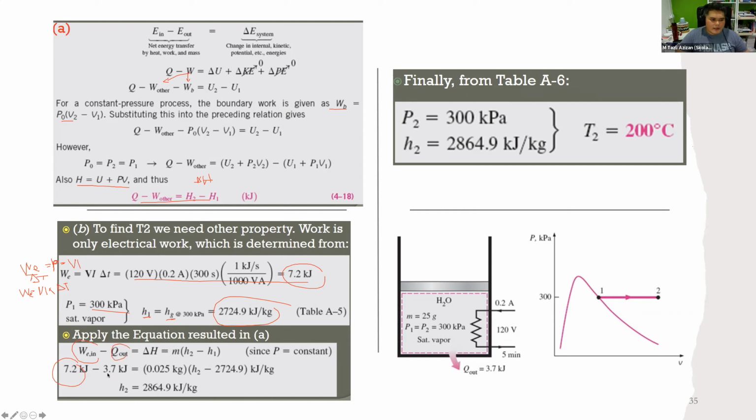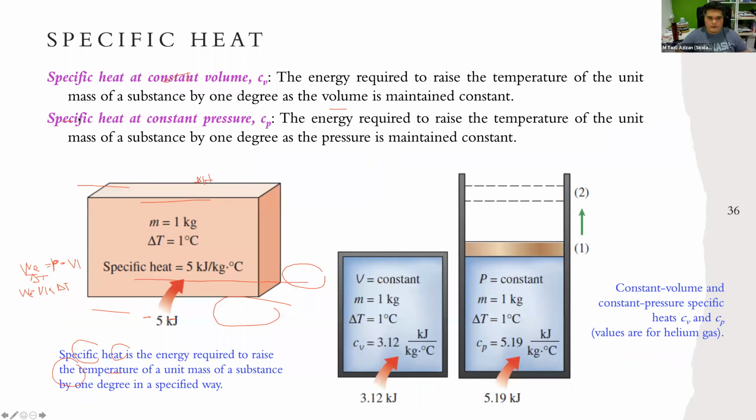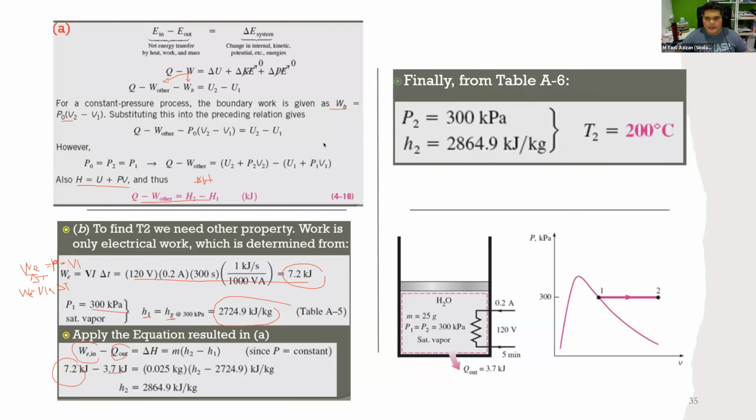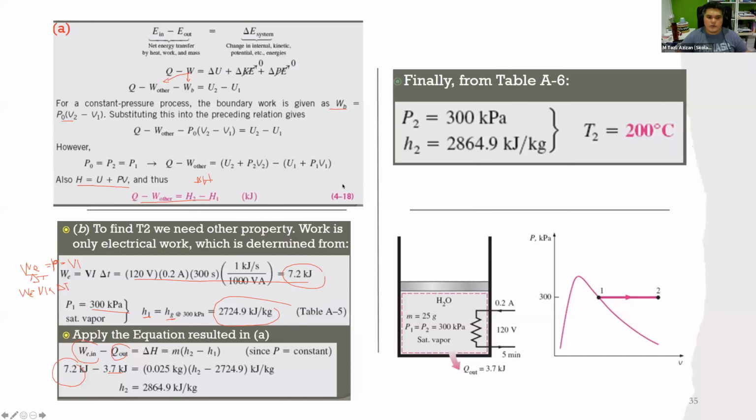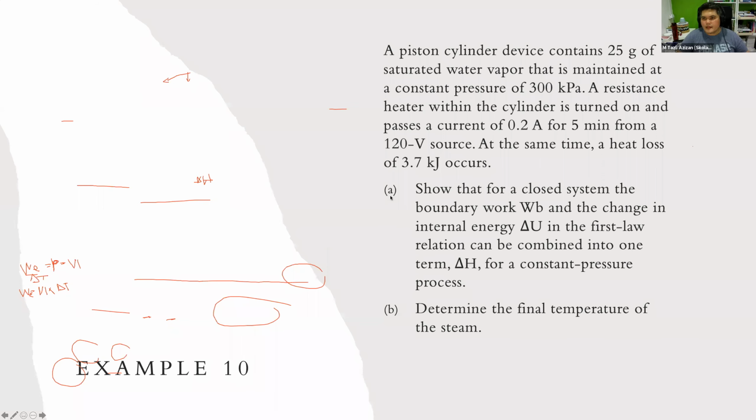Q out, where do we get it? Because it was being informed earlier. It was informed earlier that there is a heat loss of 3.7 kilojoule occurs. So that's why we got 3.7 kilojoule here equals to delta H, and this is equals to M, mass, multiplied with H2 minus H1. What is M? M is given as 25 gram. This is already given here, 25 gram.